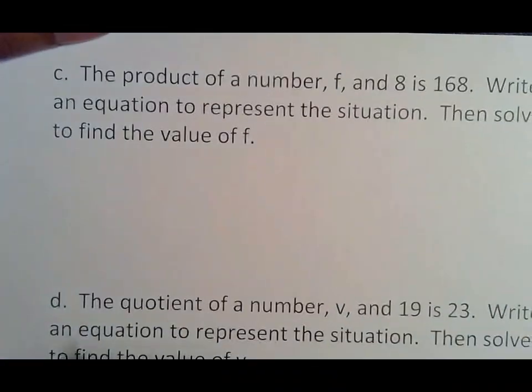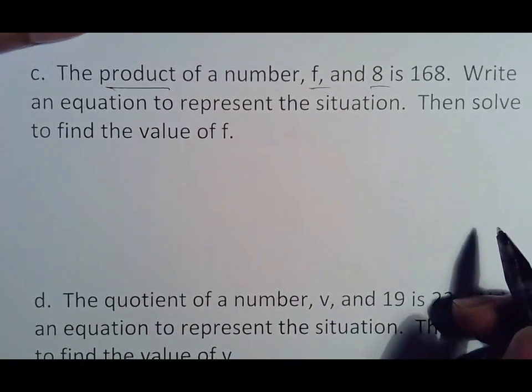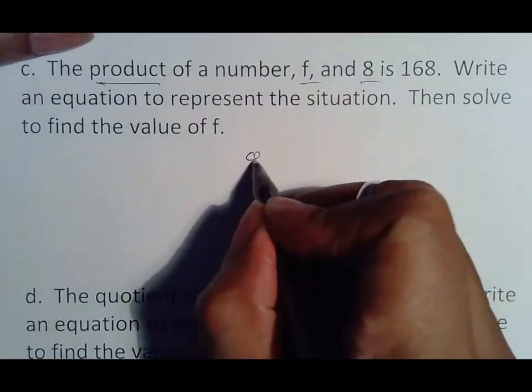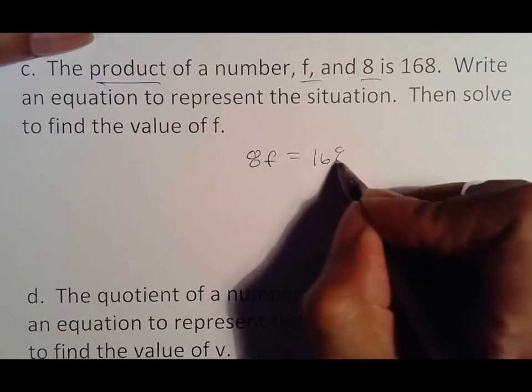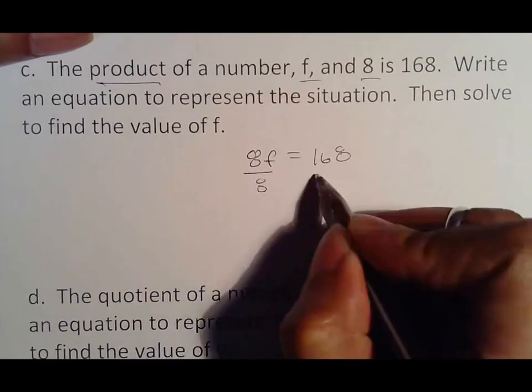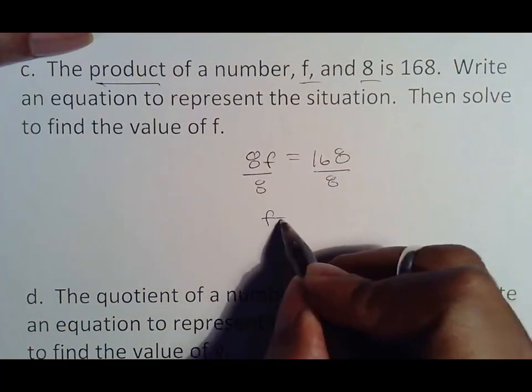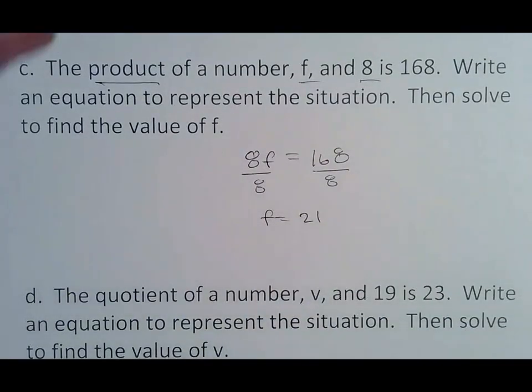The product of a number f and 8. Again, product means times, but remember with multiplication, the order of those two does not matter. We will always put the number first and variable second. 8f equals 168. And then from there, again, we divide by 8. 8 goes into 16 twice, 8 goes into 8 once. It would be f equals 21.